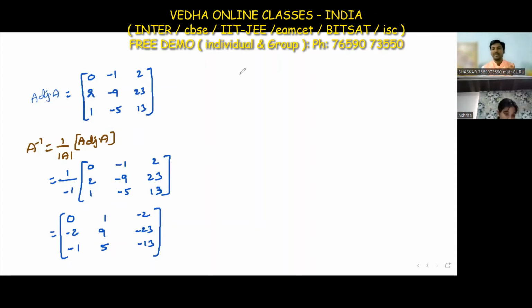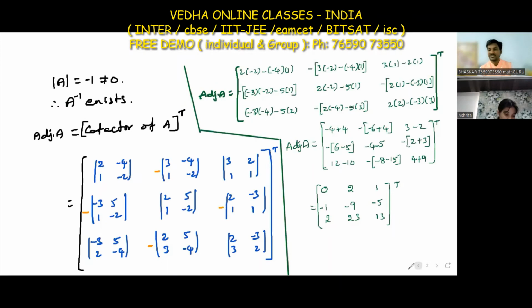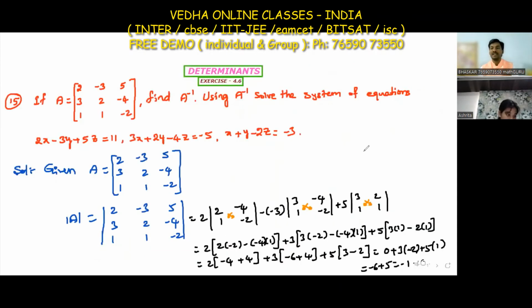Till now we did the A inverse. After finding the A inverse, what is he asking in the question? Here he gave some equations. We have to solve the equations by using the given system of equations. So now 2 minus 3, 5, 3, 2, minus 4, 1, 1, minus 2.